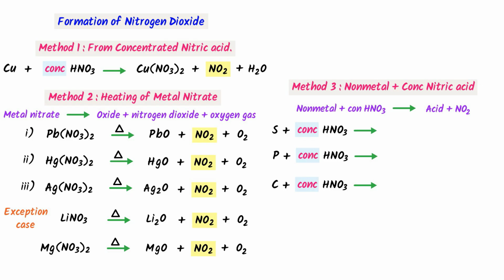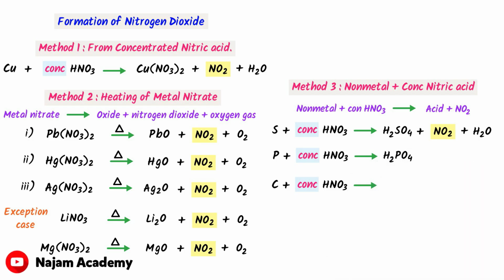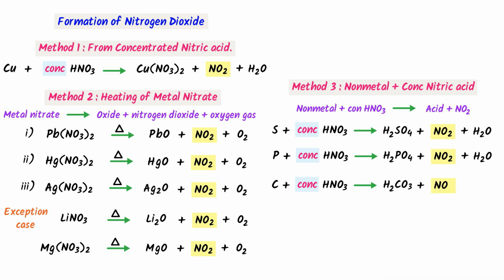According to the rule, when sulfur plus concentrated HNO3 reacts together, they form H2SO4 plus nitrogen dioxide gas plus water. When phosphorus plus concentrated HNO3 react together, they form H3PO4 plus nitrogen dioxide gas plus water. When carbon plus concentrated HNO3 react together, they form H2CO3 plus nitrogen dioxide gas plus water. Therefore, we say that when nonmetals react with concentrated HNO3, they produce nitrogen dioxide gas.